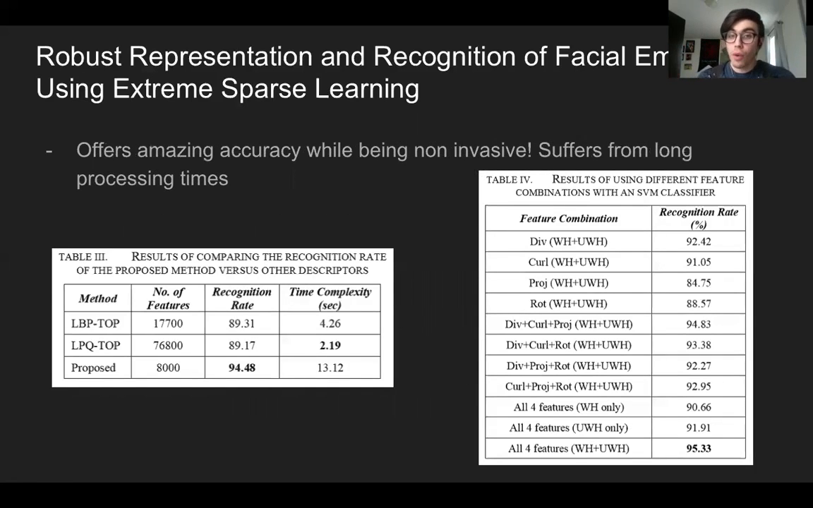Now, using these 4 features, along with weighted and unweighted histograms of each, we achieve a pretty decent accuracy. With the weighted and unweighted histograms and all 4 features, we achieve a recognition rate of 95.33%, which is absolutely fantastic in terms of classification results. However, using the standard descriptor without the unweighted and weighted histograms, we can still achieve a recognition rate of 94.48%. However, it's important to note here that we are dealing with long processing times, at around 13.12 seconds.